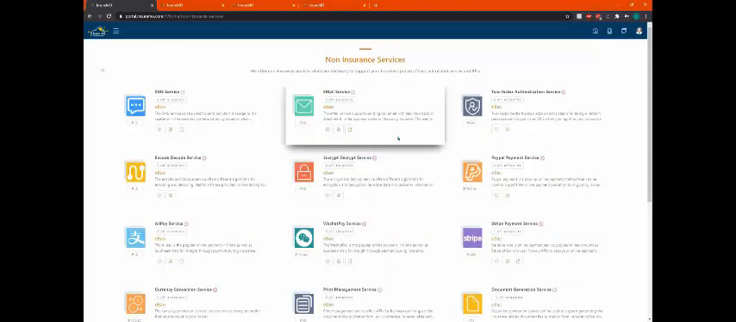Things like SMS, email, payment, two-factor authentication, encryption, decryption, document generation. All of these things you need in a modern insurance solution because customers expect it, right? If you go to buy insurance today, you expect all of this stuff to work seamlessly. So in your experience, you need to be able to include all of these as well.